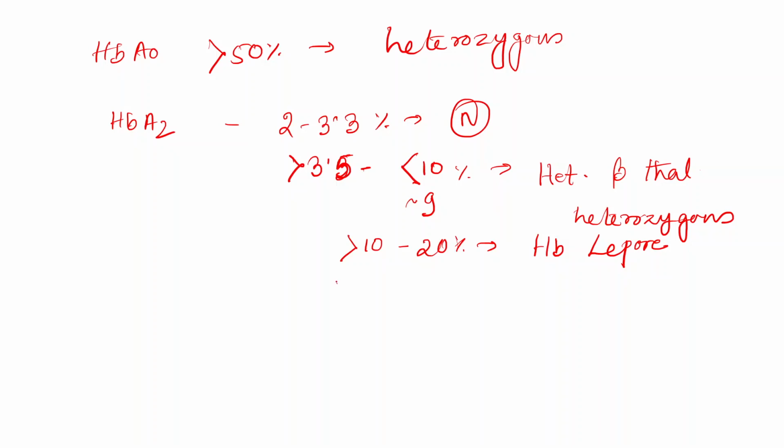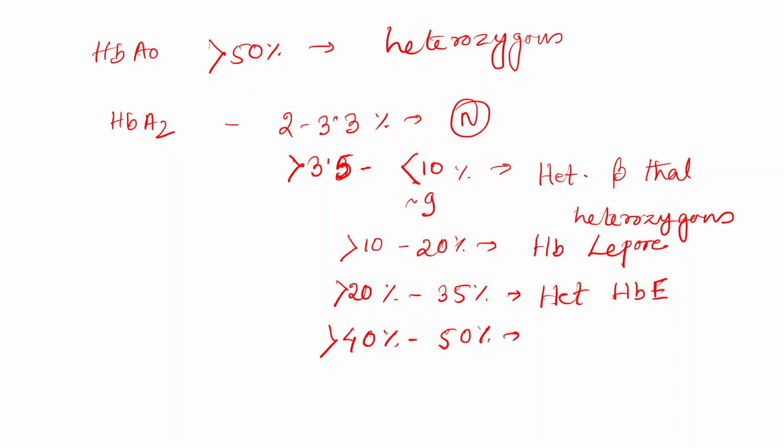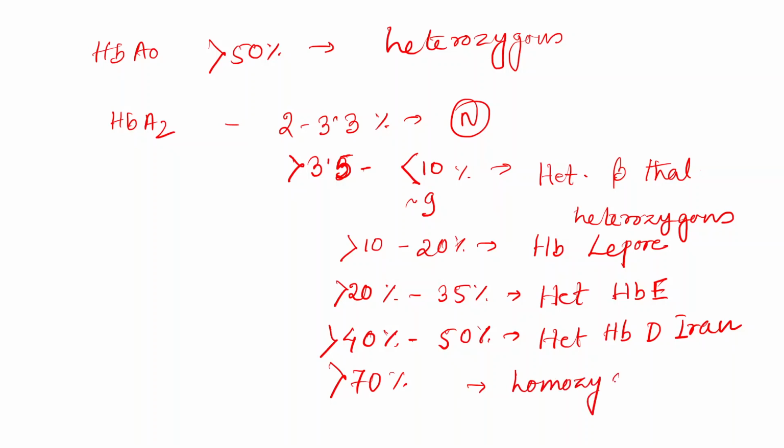If it is more than 20% to 35%, it will be heterozygous HbE. If it is more than 40% to around 50%, it will be heterozygous HbD Iran. And if it is more than 70%, it will be homozygous HbE.